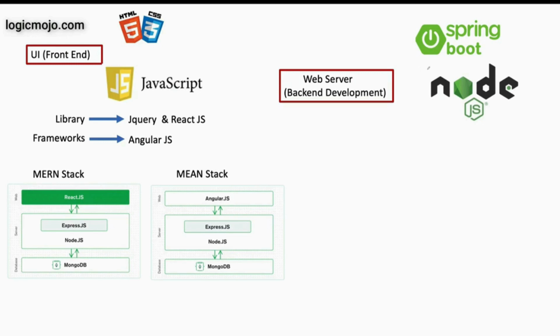But in the back end, most of the people are also working on Spring Boot, because companies are looking for Spring Boot technologies for back-end development and JavaScript for front-end development. Now let's say if you are working on Python, then you can also use Django for back-end development. So these are the technologies that are primarily used for back-end development.